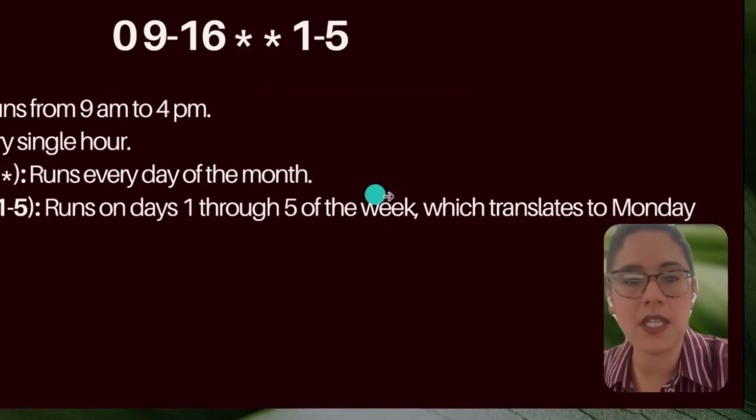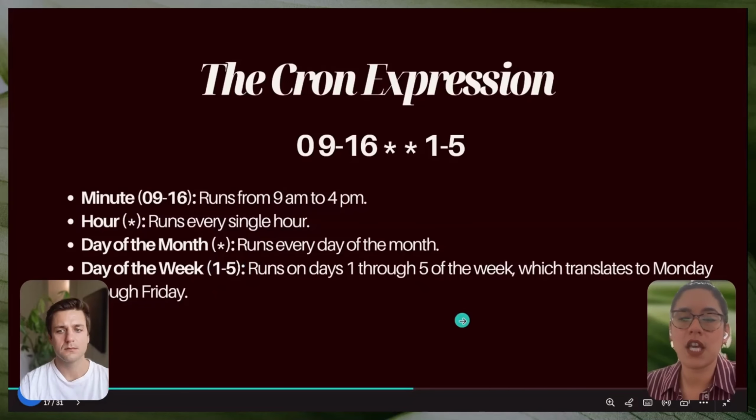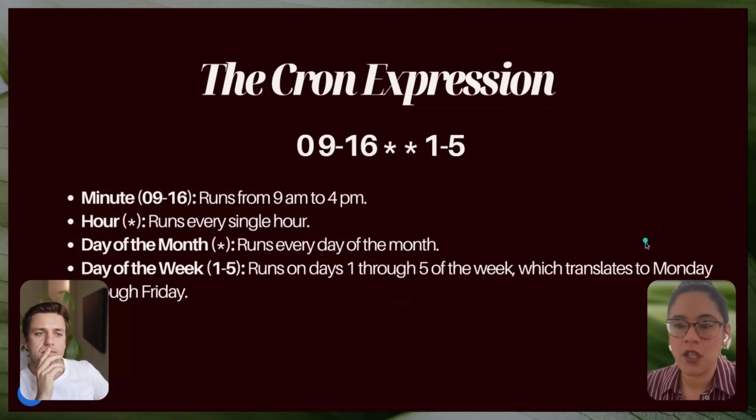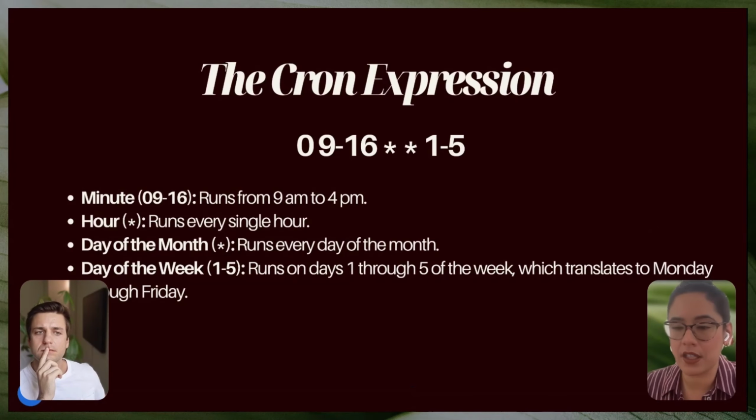So every 60 minutes, runs every day of the month, even though I'm sure hopefully you guys aren't working on the weekends, and then runs on day 1 through 5. So you get to choose how this works. So 1 through 5 of the week. So this is why it translates this way. So this is the code that we're going to add in there.